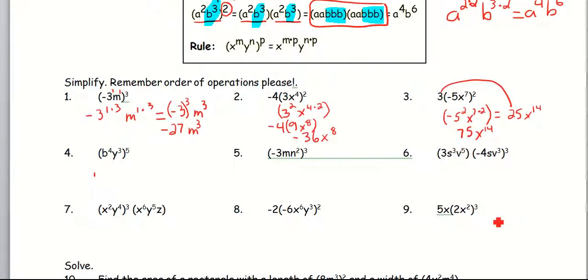All right. Number 4 is pretty straightforward. We're going to take b to the 4, and remember, we're multiplying this exponent times this exponent times the 5th, or times 5, y, and it's 3 times 5, and that gives us b to the 20th, y to the 15th.